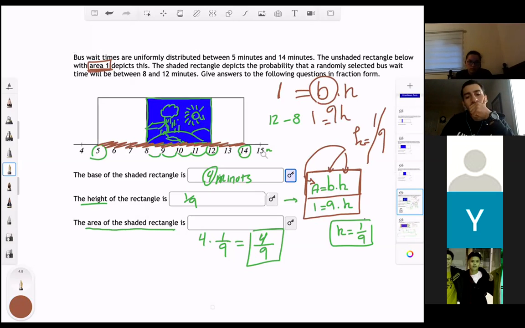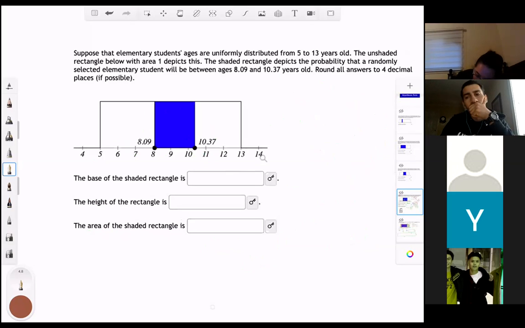Should we have more examples like this, or we got it? Since it's due tonight, let's have a couple more. How come Maria is not here? She asked me a question.